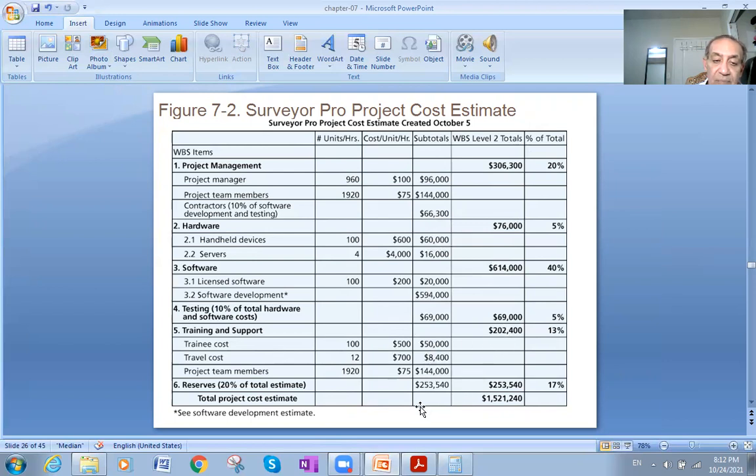Then we divide each of them, the total, by the total project cost estimates. So each number in this column is divided by the final number in the last row. So 306,300 divided by 1,521,240 would give me 20%. 76,000 will be divided by 1,521,240, and it will give me 5%.